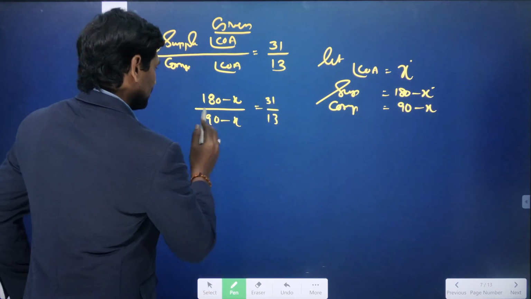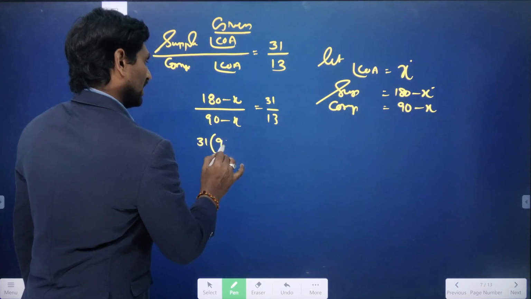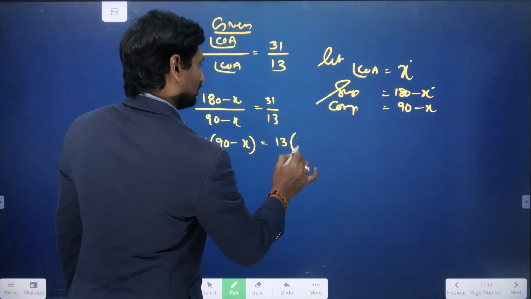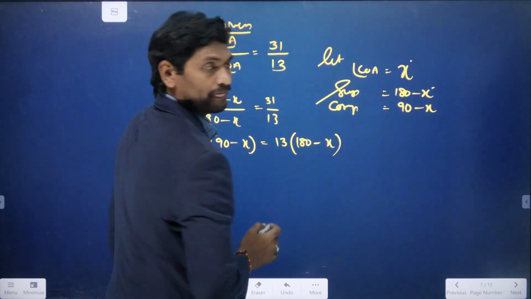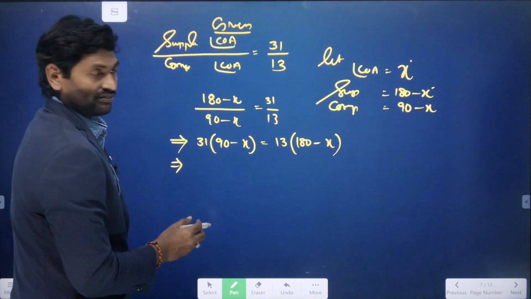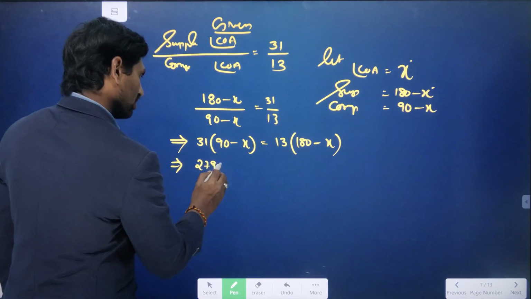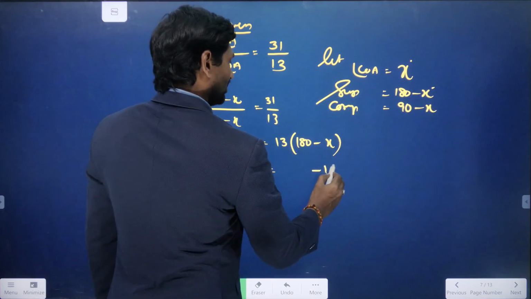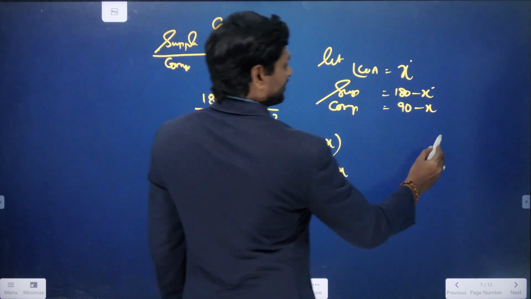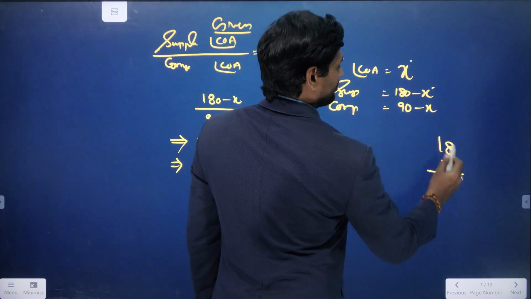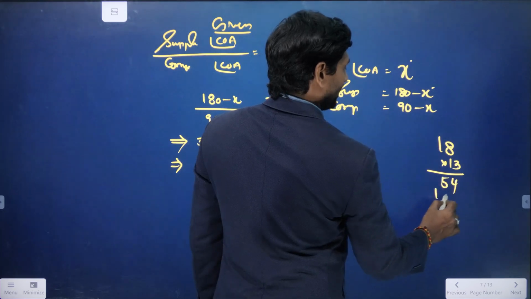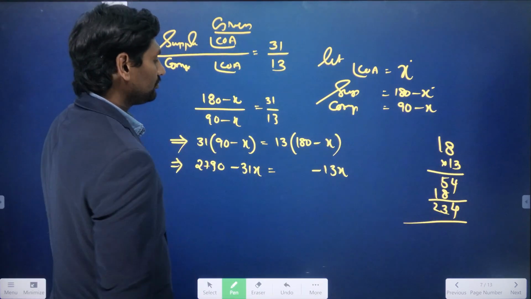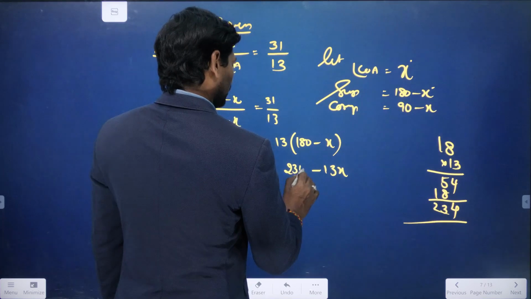Do cross multiplication. That means 31 into 90 minus x equals 13 into 180 minus x. Multiply 31: 9 ones are 9, 9 threes are 27, so 2790 minus 31x. Now here minus 13x, and 13 times 18: the 18 table, 13 times, so this is 54 and 180, 234. Okay? This is 2340.